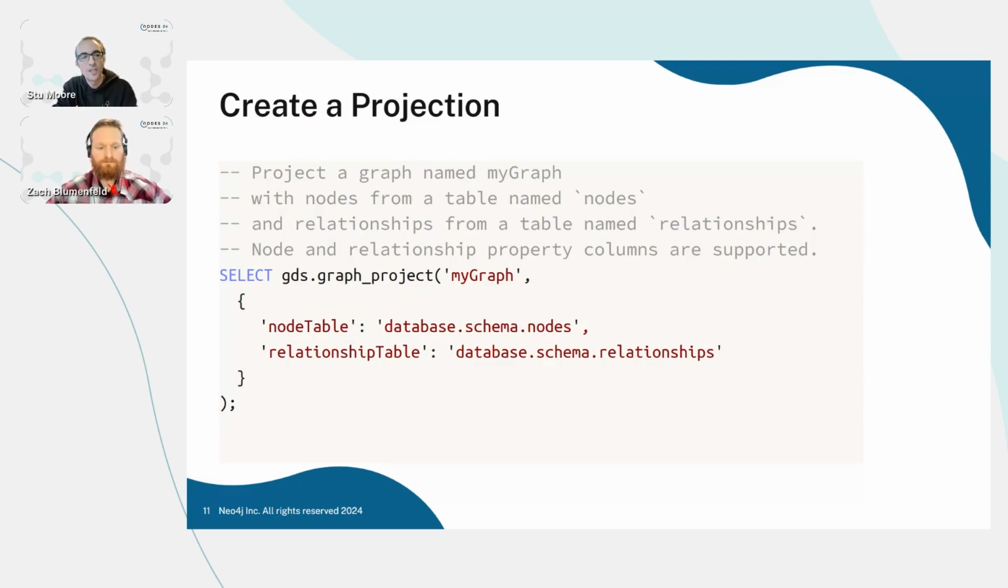To create a projection then through SQL, you do select, you use the graph project, you specify the name of the graph that you want to create, and you provide a table of nodes and a table of relationships. We support views as well, so you don't have to have exactly the same table.